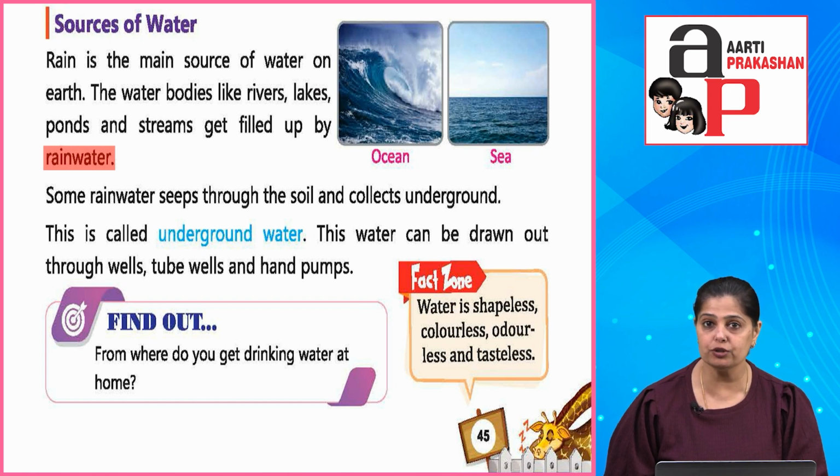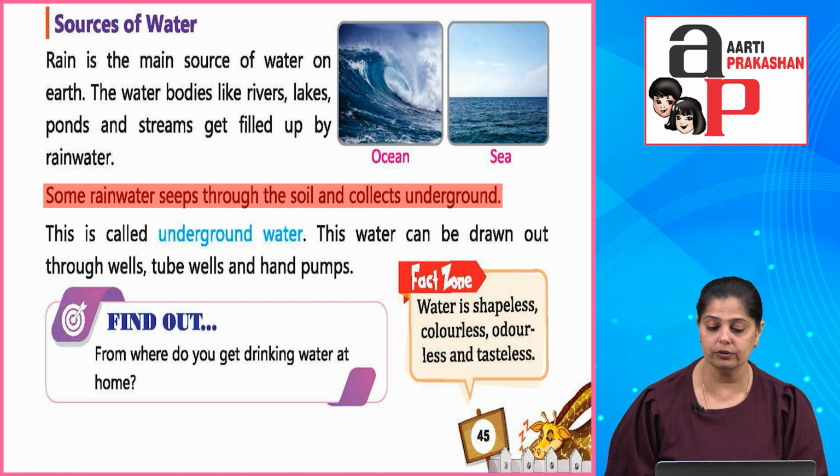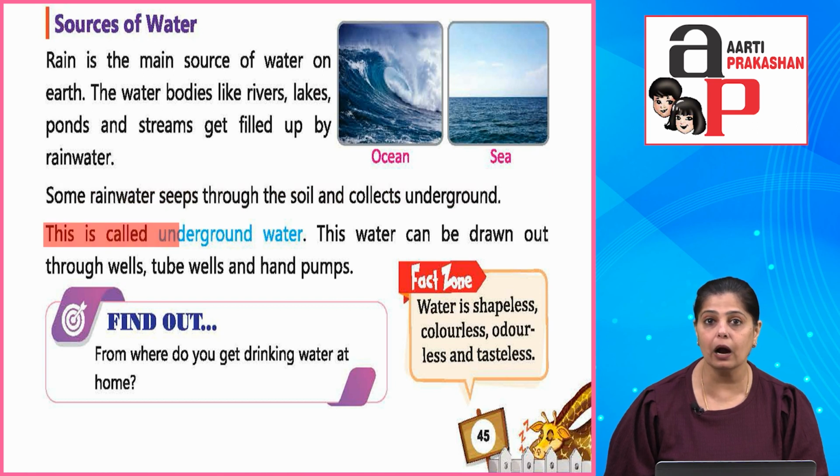Okay, जब बारिश होती है तब rivers, lakes, ponds और streams भर जाते हैं and then that water gets supplied to the households. Okay, some rain water seeps through the soil and collects underground. Okay, this is called underground water. This water can be drawn out through wells, tube wells and hand pumps.